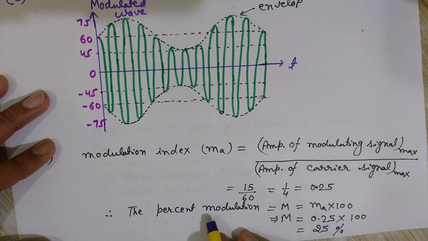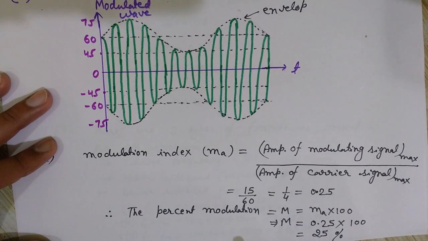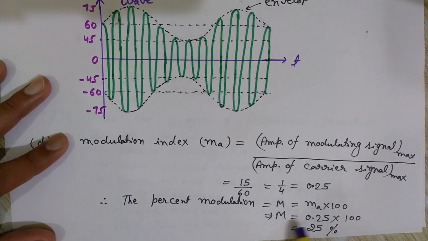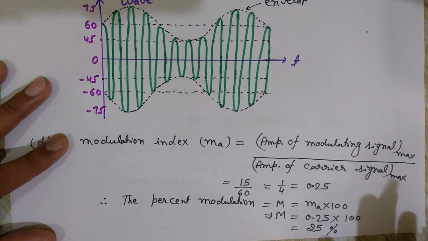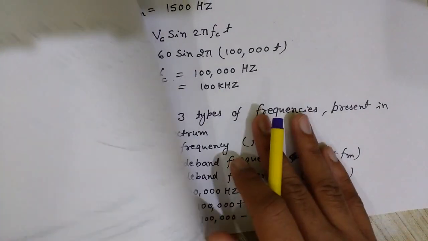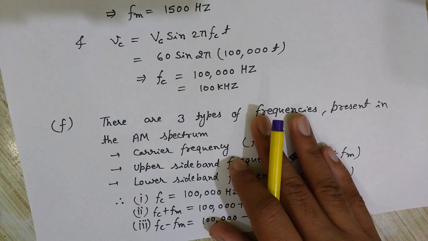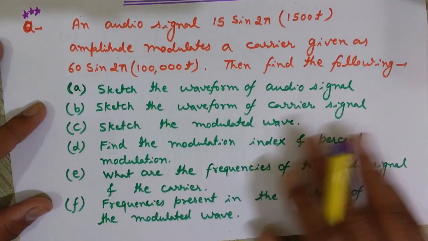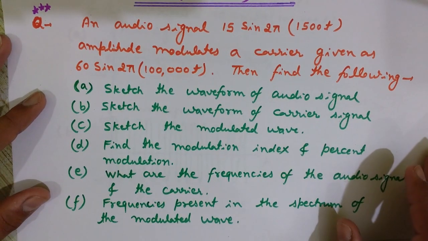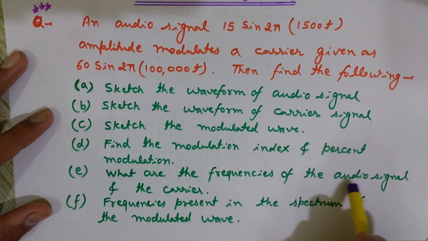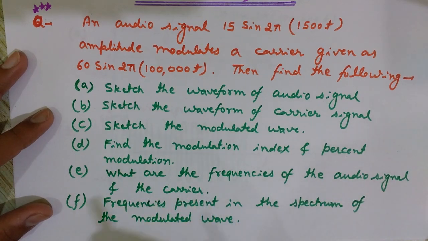And to calculate the percent modulation, it is in percent, so we just multiply this modulation index by 100. So its value is simply 0.25 into 100, that is 25%. So 25% is the percent modulation. Now our next part, that is the E part of this question, look at this. We have solved A, B, C, and D parts of the question. E is, what are the frequencies of the audio signal and the carrier signal?